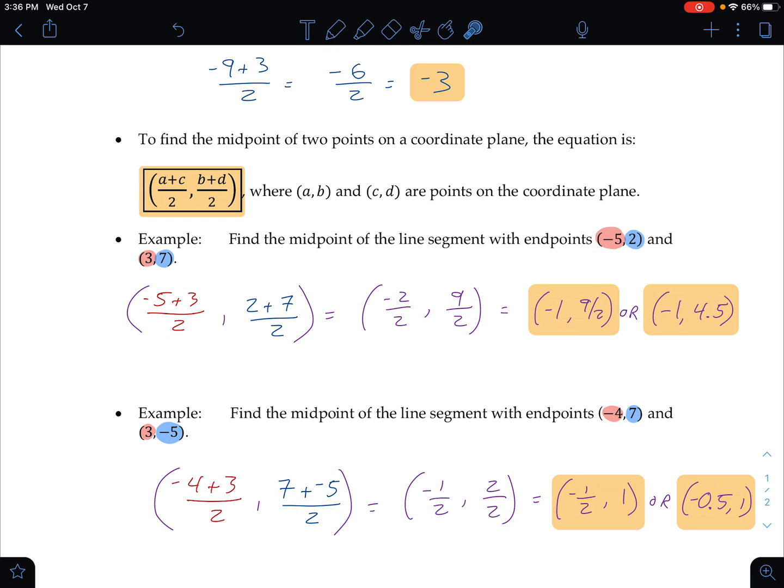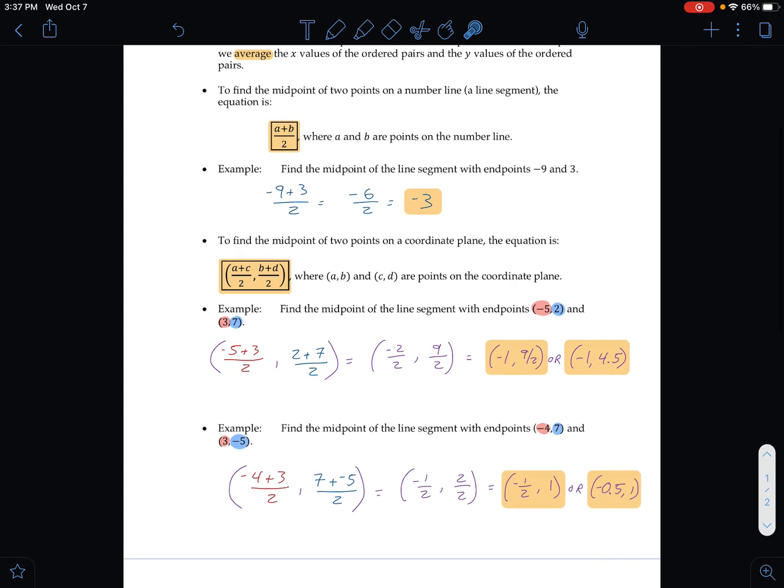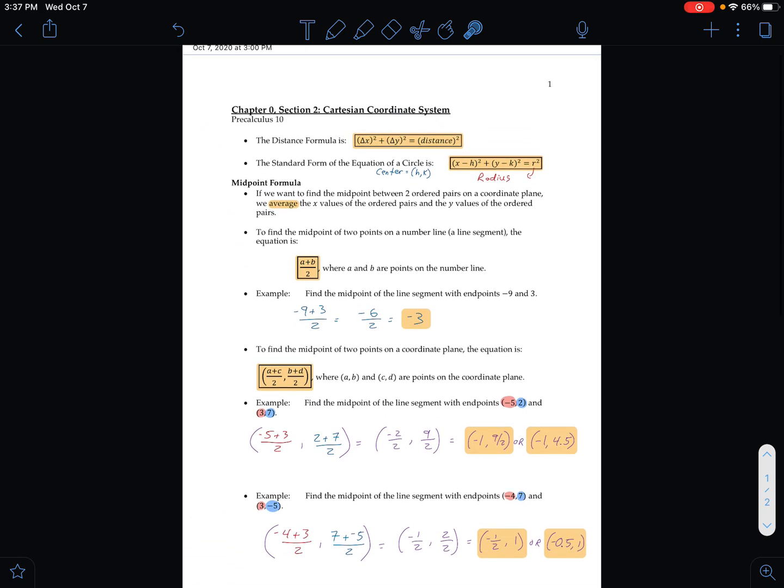Okay, so gentlemen, you have an assignment to do after this. Nice quick little lesson today, and then work on your assignment.